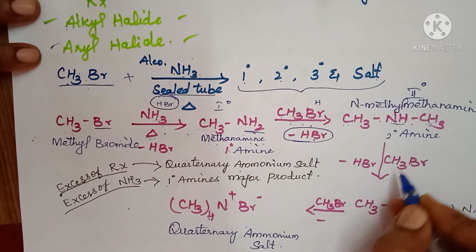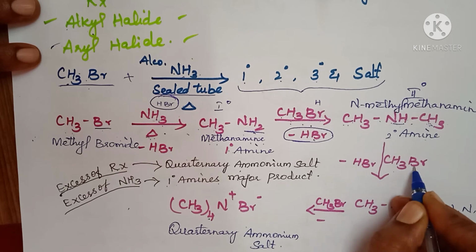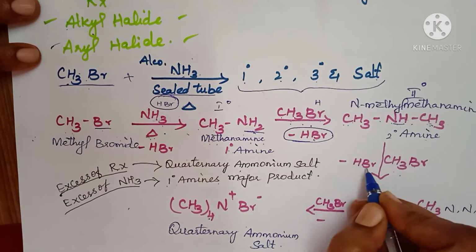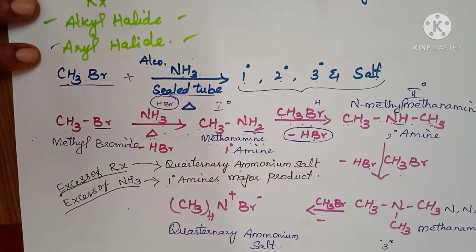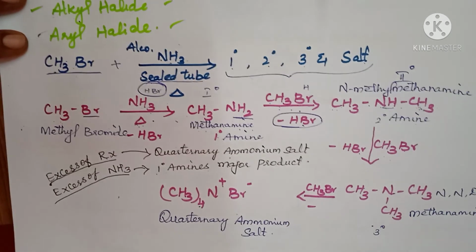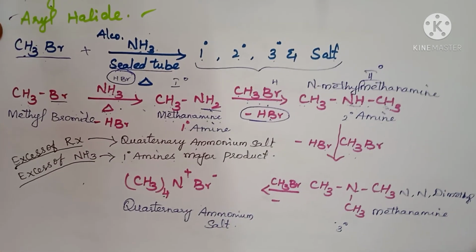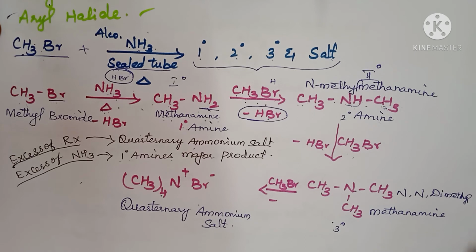Okay, next again we are adding CH3Br. This is the third step, in that also minus HBr. It's very interesting, like a chain reaction, releasing one hydrogen and adding one methyl group, like that. Remember this point, it is ammonolysis. Ammonia we are adding and we are losing one hydrogen for each step, so that is called ammonolysis.